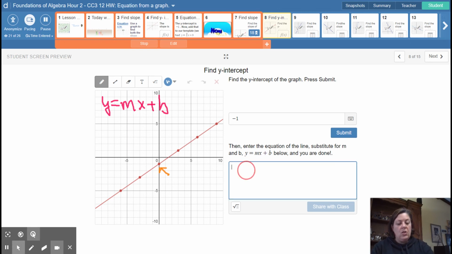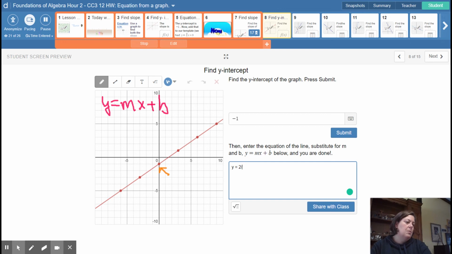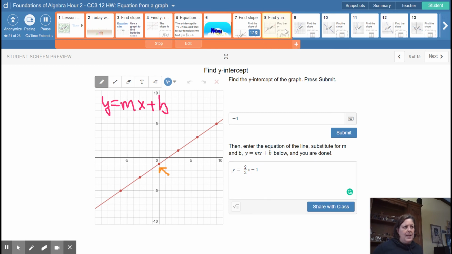So our equation should be y equals 2/3. Oops, use the equation button here. I'm going to enter y equals 2/3 x and then -1 because it's -1. Okay, pretty straightforward. Slide 8 is open. Go ahead and enter your slide 8.